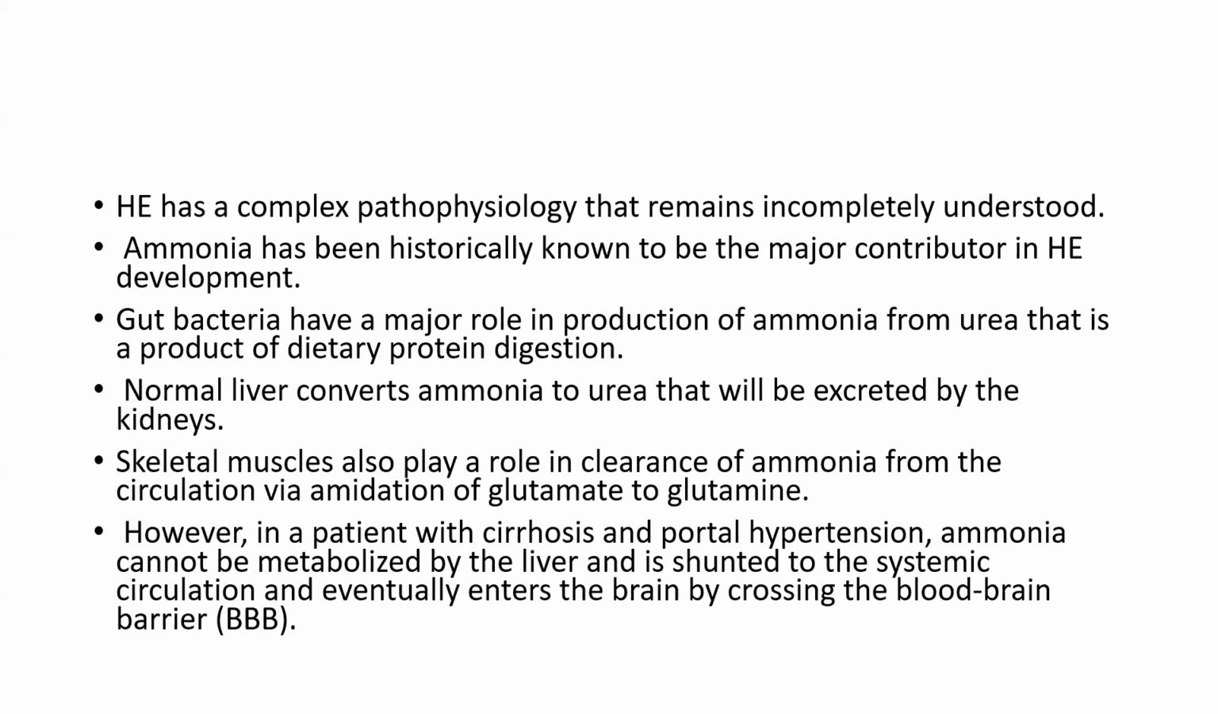The skeletal muscle also plays a role in clearance of ammonia from circulation via amidation of glutamate to glutamine. However, in patients with cirrhosis and portal hypertension, ammonia cannot be metabolized by the liver and is shunted to the systemic circulation and eventually enters the brain by crossing the blood-brain barrier.